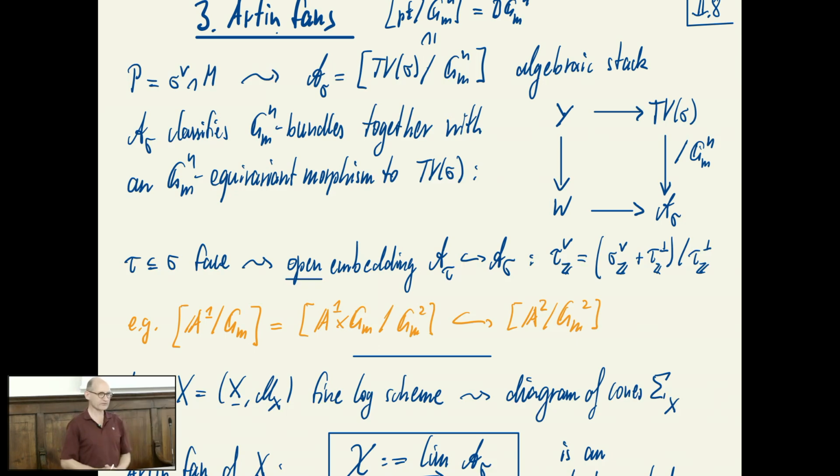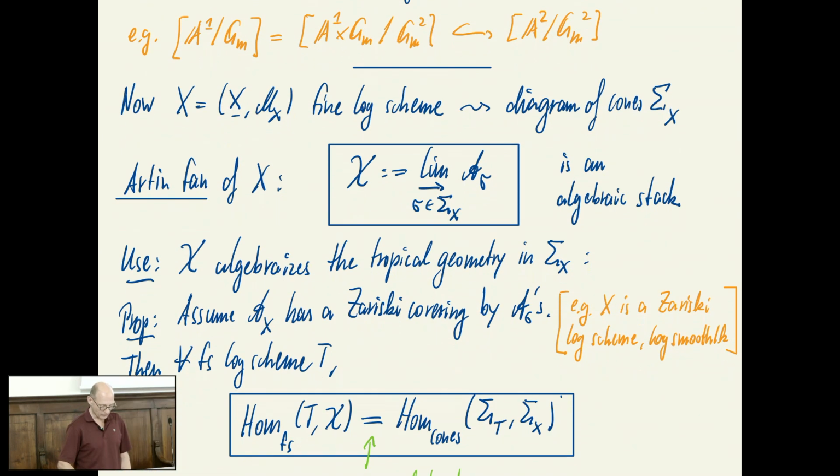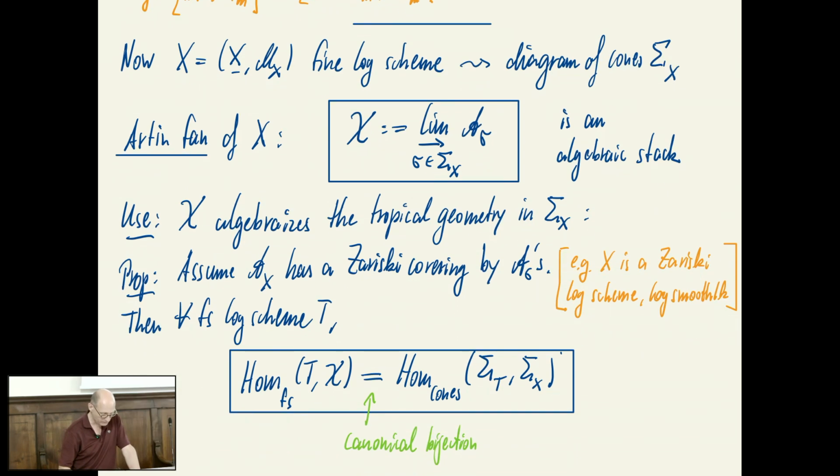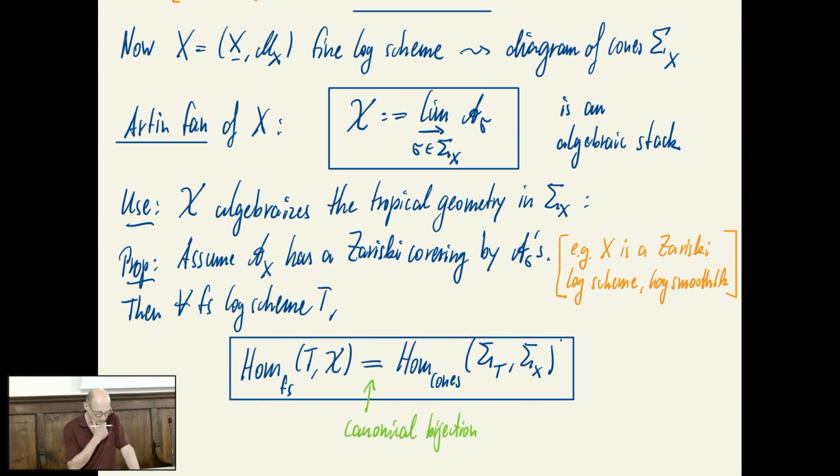Well, you have a bunch of algebraic stacks related by open embeddings, you take the colimit. Okay? So if I have a fine log scheme, I get a diagram of cones. We had this, right? The generalized cone complex, our tropicalization sigma X. And it comes with this colimit of all these algebraic stacks A sigma, and that's called the Artin fan of this log space X. So some weird algebraic stack. So what's the use of this? And here comes one of the most outrageous theorems in the subject that took me quite a while to wrap my head around.